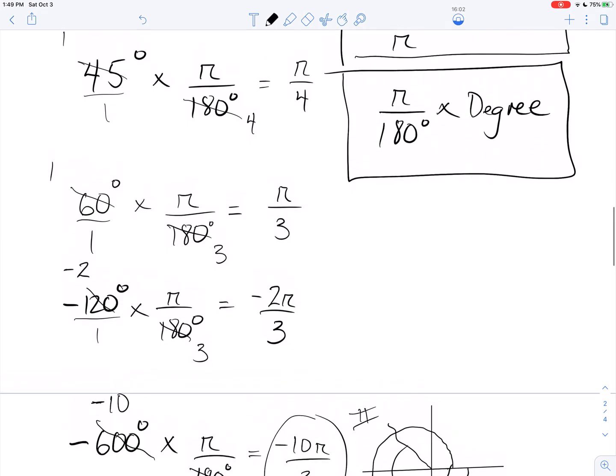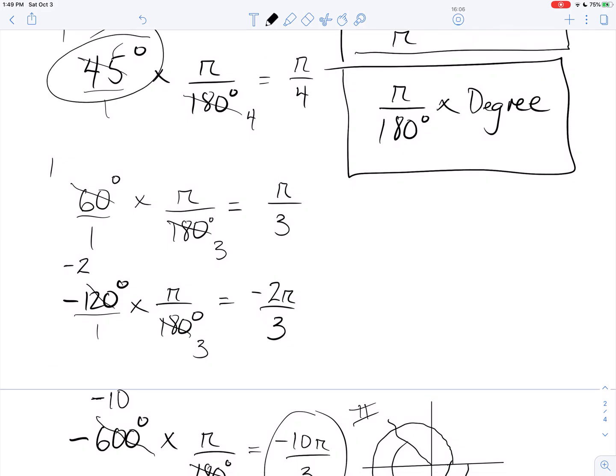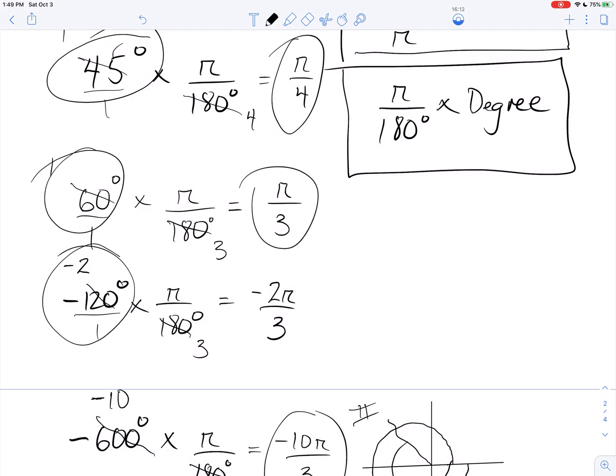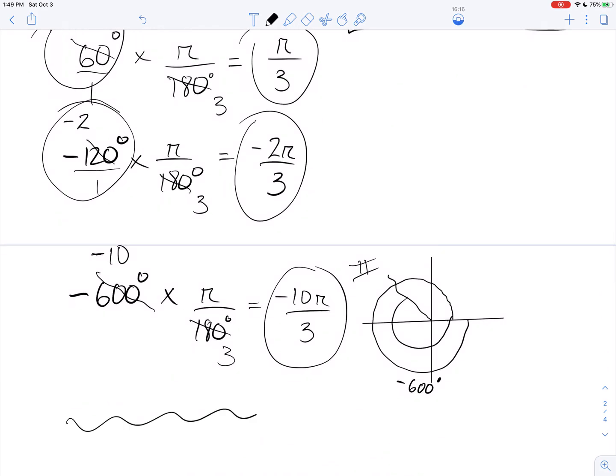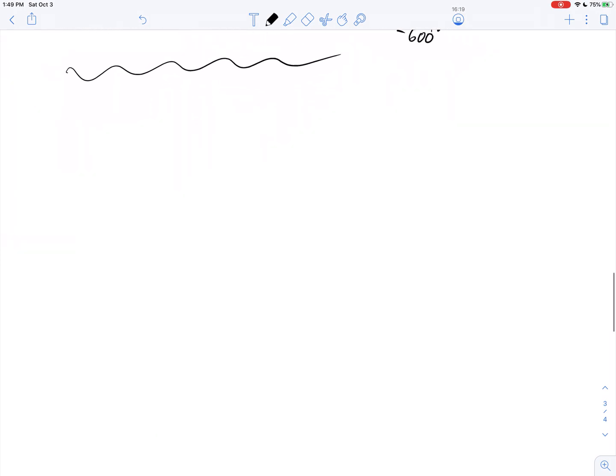So check this out. Look, I started with 45 degrees. I ended up with pi over 4. Started with 60, I got pi over 3. Negative 120, I got a negative measurement, but it had pi in it. And down here, same thing. So let's go the other way. What if they say unto me, I have a 5 pi fourths angle, and I would like you to convert it into degrees for me.